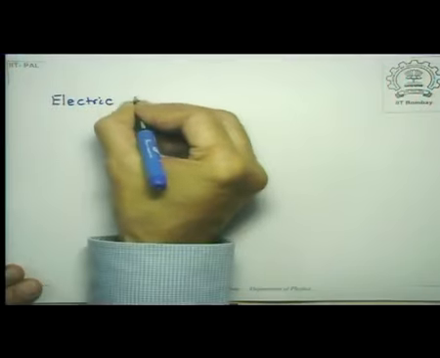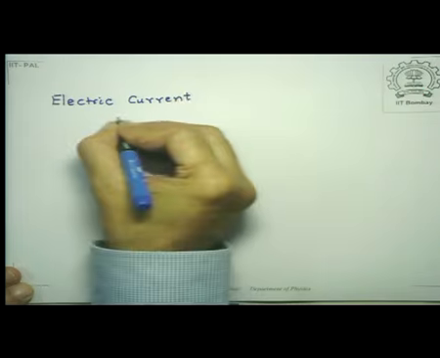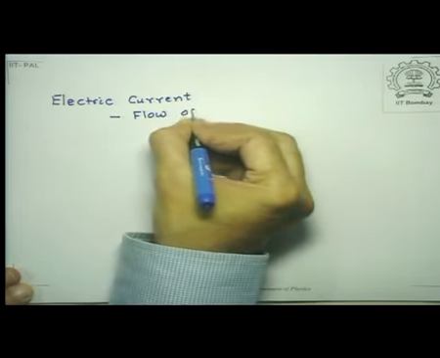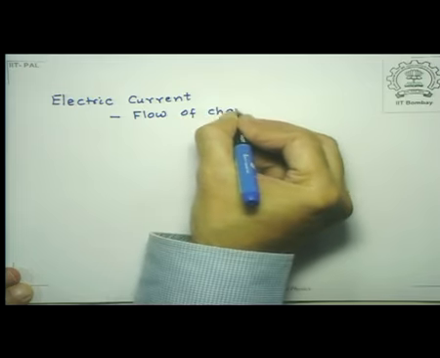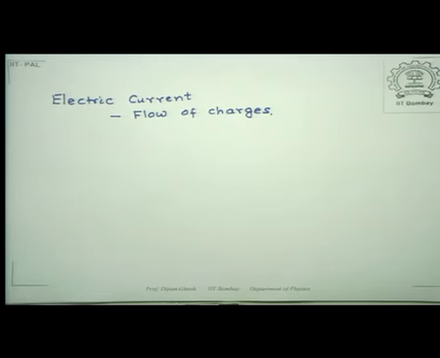Very loosely speaking, electric current is nothing but the flow of charges. This is the formal definition, and let us try to make this a little clearer.